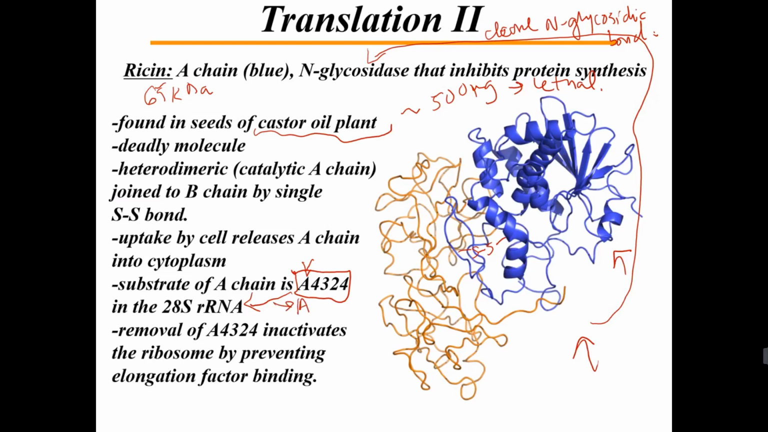Once you remove this adenosine base, this 4324, found in position 4324, you completely inactivate the ribosome, and hence you prevent binding of the elongation factors, and this essentially will then shut down protein synthesis. So protein synthesis ceases. Because if you can't get your elongation factors to bind, you have essentially terminated protein synthesis in eukaryotic cells.